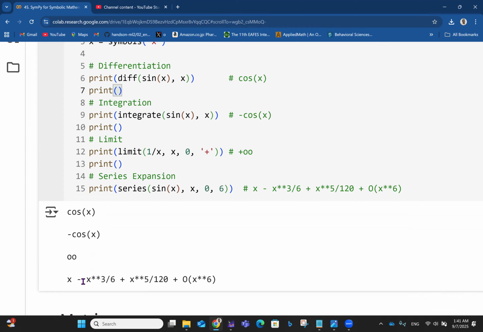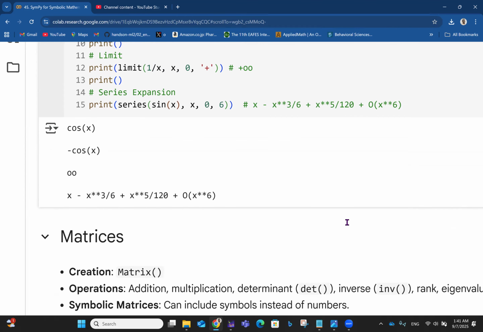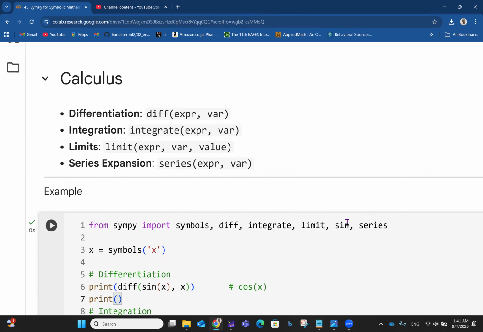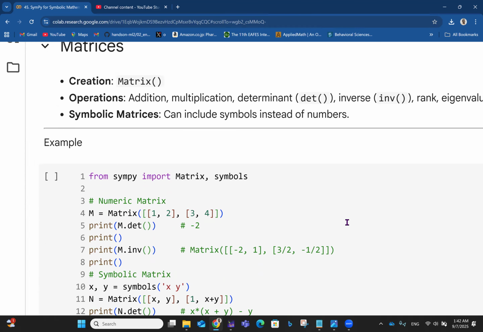Of course, that's the same thing as X raised to power 1 over 1 factorial minus X raised to power 3 over 3 factorial plus X raised to power 5 over 5 factorial. Then the rest you have up to order 6. So you have O(X raised to power 6) like that, other terms in that form. So that's about calculus as far as SymPy is concerned.